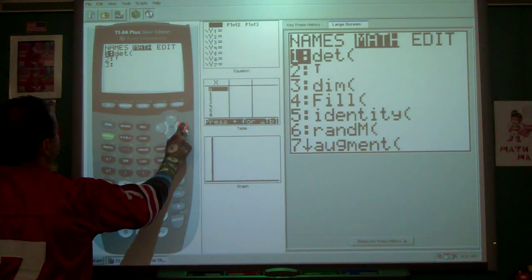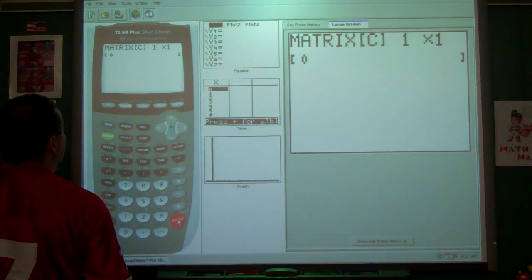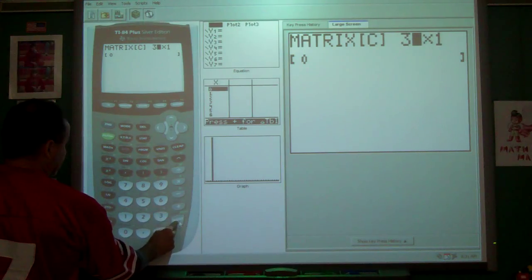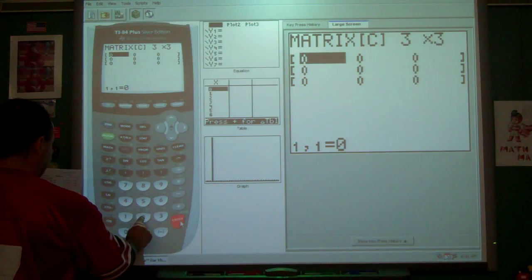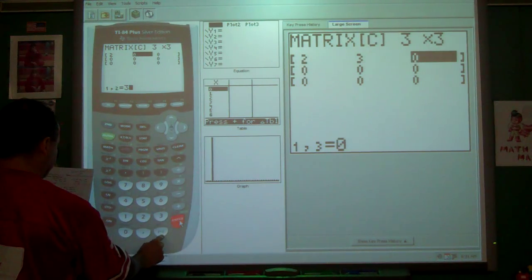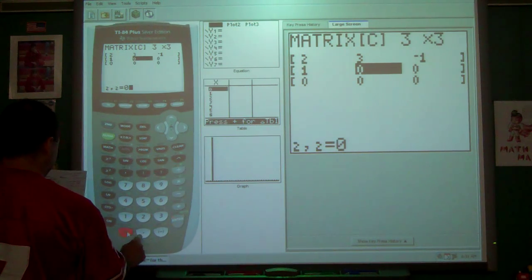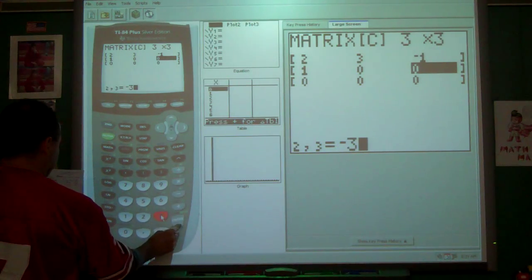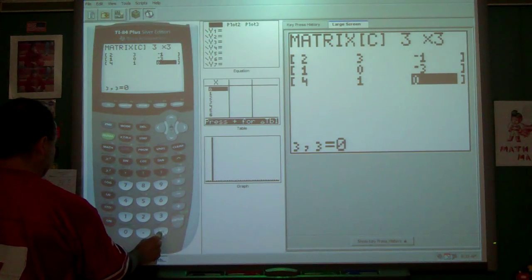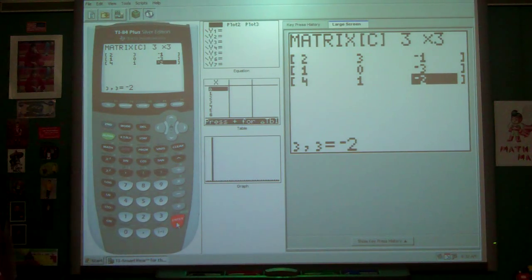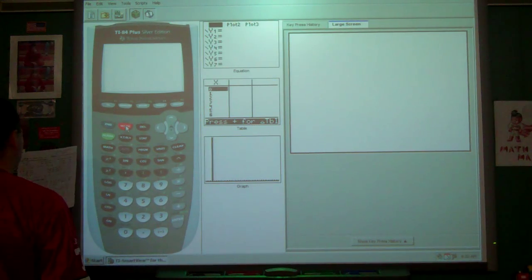We're going to edit matrix C this time. So you go over to edit, choose your matrix, which will do C, 3 by 3. Make sure you press enter on that last entry or it might not show up. Second quit. One more is matrix D.